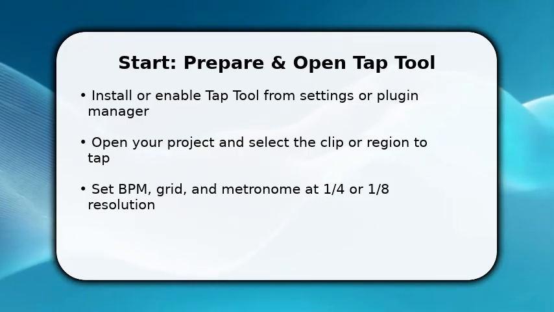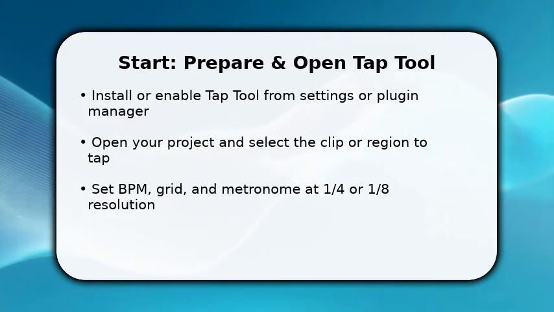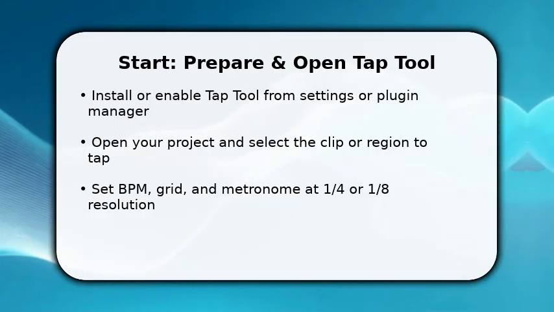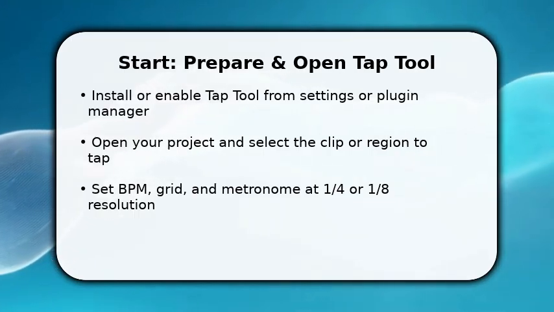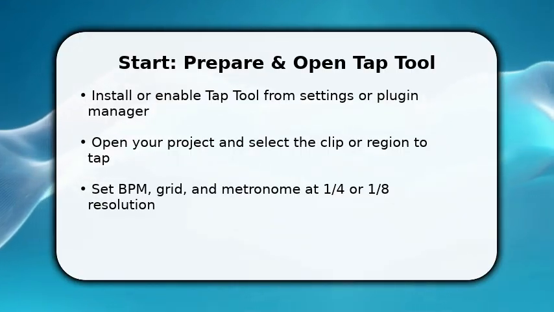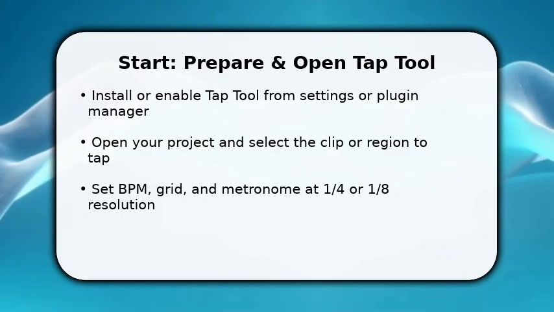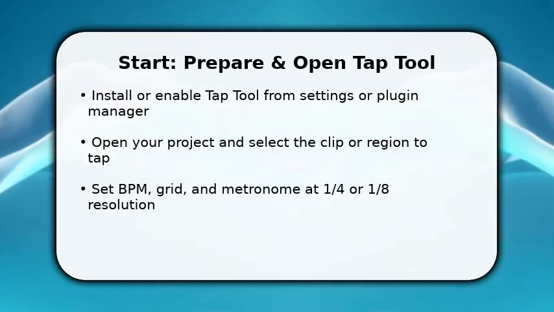You begin by getting the tap tool ready and opening the project you will work on. Make sure the plugin or feature is installed and enabled, then select the clip or region you intend to measure. Set the session tempo and grid to a usable subdivision, for example quarter or eighth notes, and enable a metronome so you can compare. Once done, place your cursor where taps will be recorded and prepare to mark the first beats using clear, consistent taps.